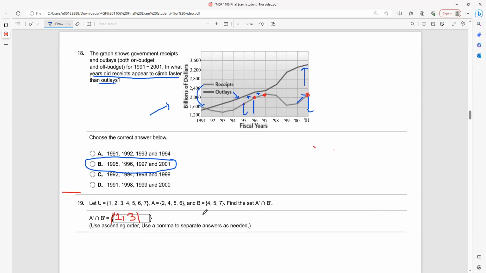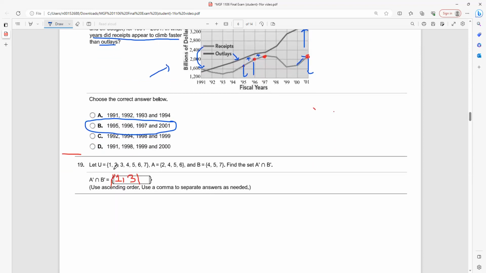For number 19, we have set U, which has these numbers 1 through 7. Set A, which has 2, 4, 5, and 6, set B, and we want to find the elements that are a complement of A and also a complement of B. So remember, this is the intersection of those. So let's list the elements that are in each of these sets.